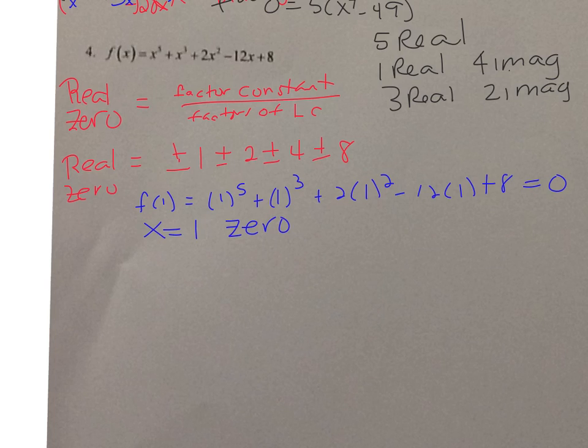So plug that in your calculator and you get 0, which means x equals 1 is a 0. So I can use synthetic division right now to start breaking this down. So I'm going to put 1 on the outside, and I have a 1, 1, 2. No, sorry, 1, 0, because I'm missing a term. So 1, 0, 1, 2, negative 12, and 8.